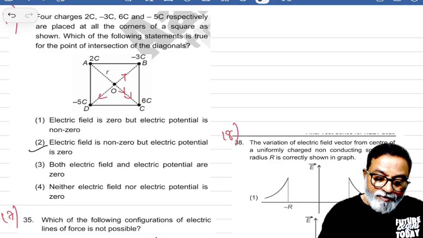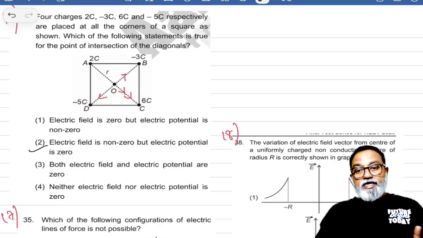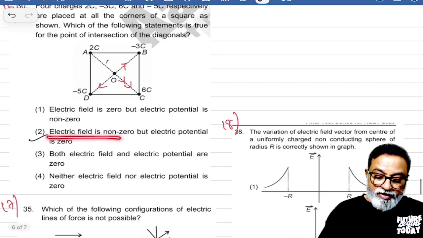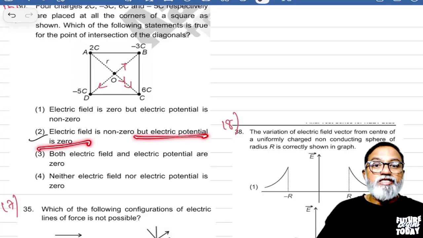But intensity, see here, due to this negative charge, intensity is towards it, and due to this charge, intensity is towards the negative charge, and this one is away, this one is away. Therefore resultant intensity will not be 0. Therefore answer: electric field is not 0, but electric potential is 0.